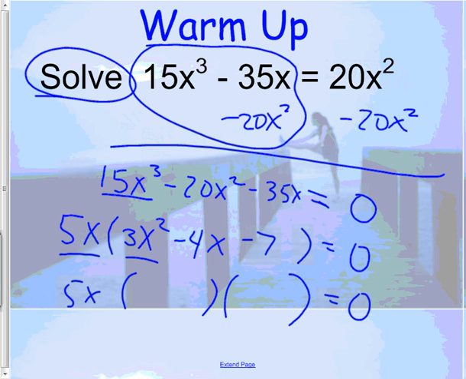Do you have a 3x and an x? That only makes sense. 3x and x would give you the 3x squared. And the last one there, to get the negative 7, what times what is going to make negative 7? There's really only 1 and 7, right? One of them has to be negative. And I don't know which one.